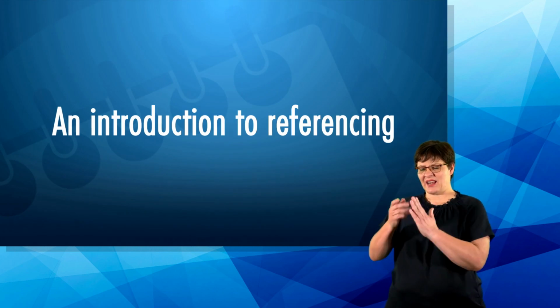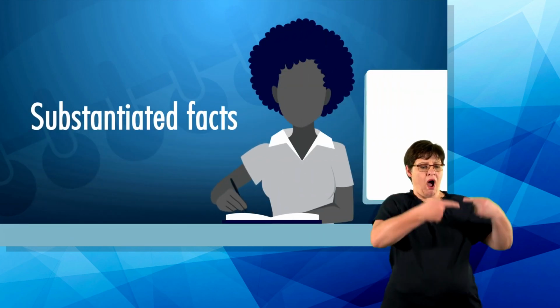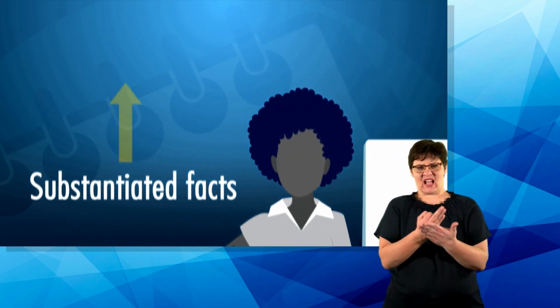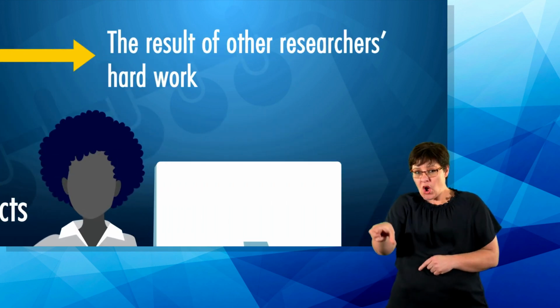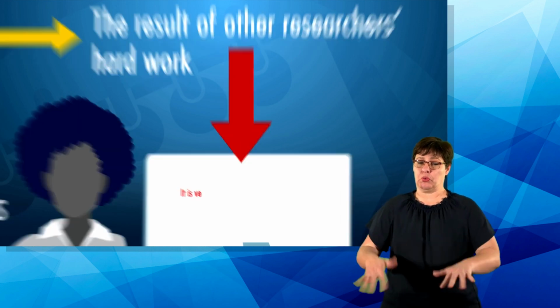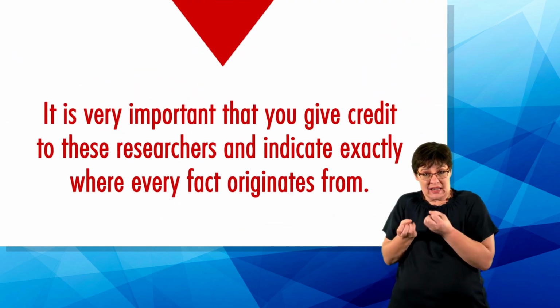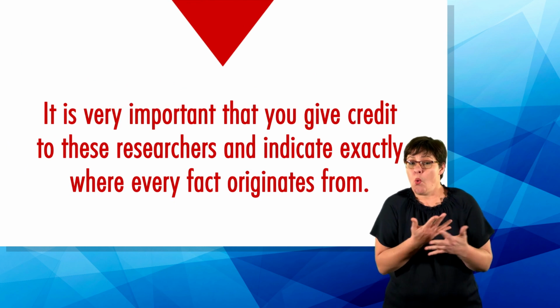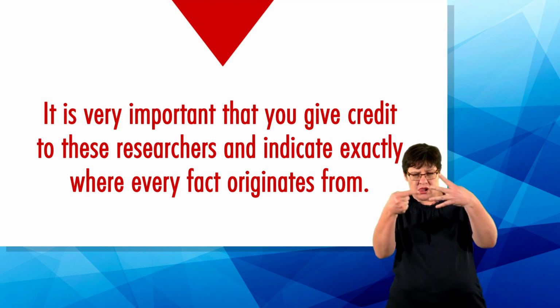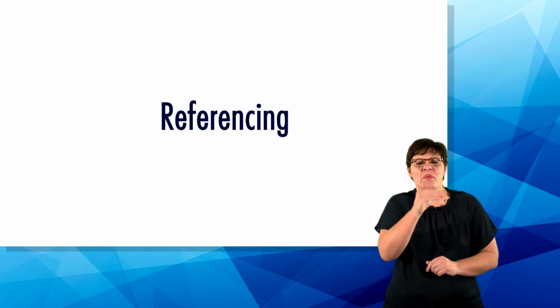In academic writing, you need to base your argument on substantiated facts. These facts are generally the result of other researchers' hard work. It is very important that you give credit to these researchers and indicate exactly where every fact originates from. This, in essence, is referencing.